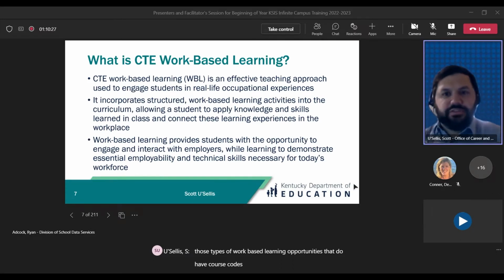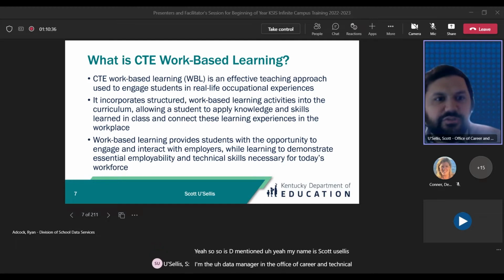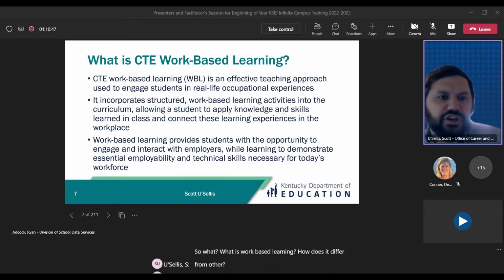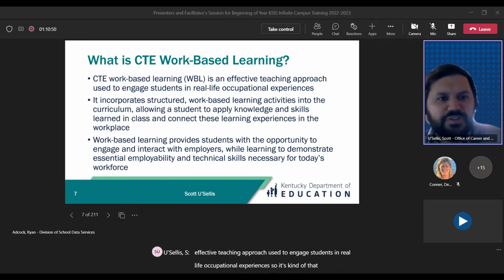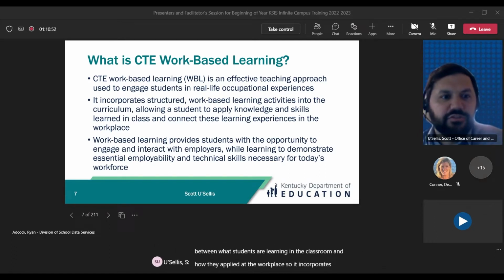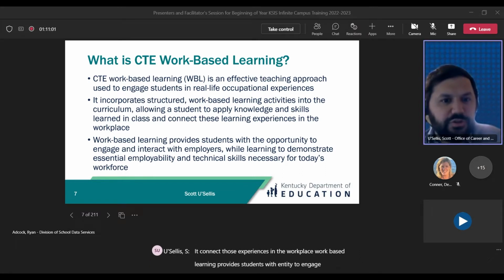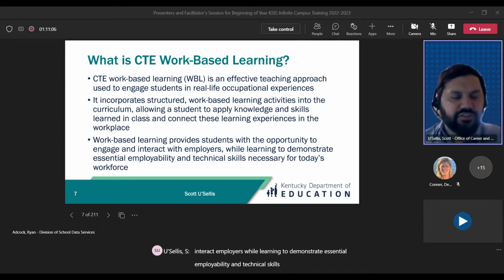So what is work-based learning? How does it differ from other types of learning? CTE work-based learning is an effective teaching approach used to engage students in real-life occupational experiences. It's the crossover between what students are learning in the classroom and how they apply it at the workplace. It incorporates structured work-based learning activities into the curriculum, allowing a student to apply knowledge and skills and connect those experiences in the workplace. Work-based learning provides students with the opportunity to engage and interact with employers while learning to demonstrate essential employability and technical skills necessary for today's workforce.